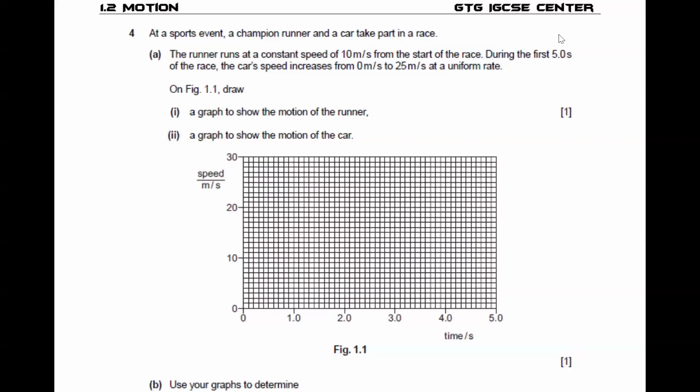This is a feature from 0: uniform means a constant acceleration, which is a straight line.